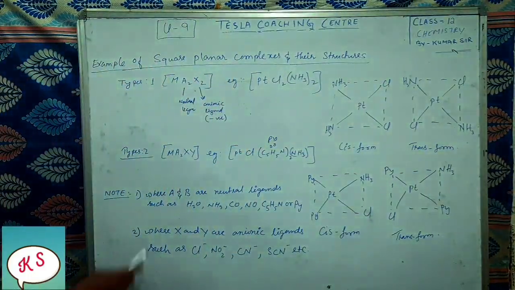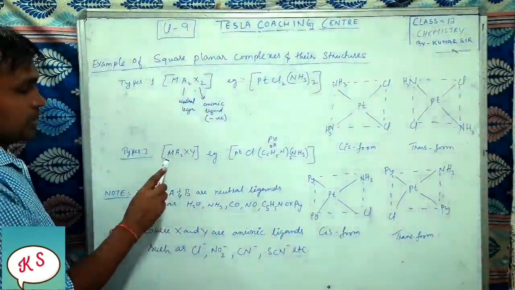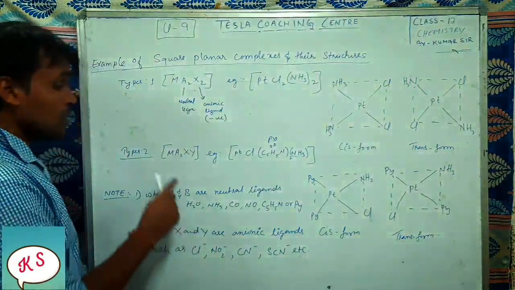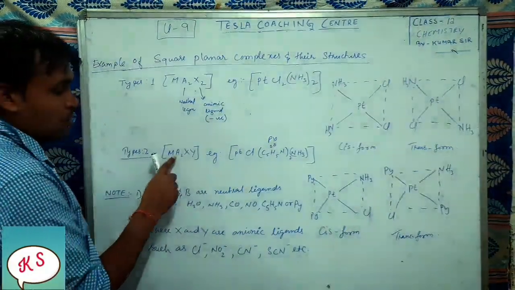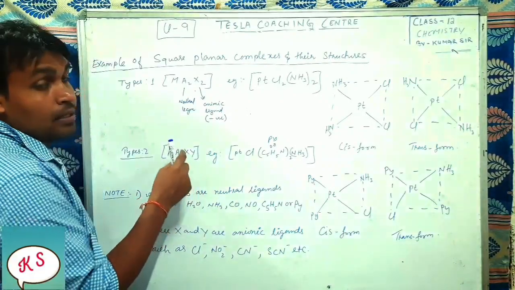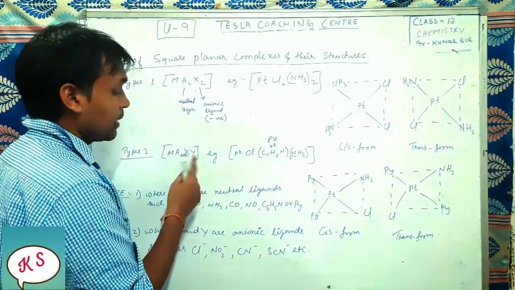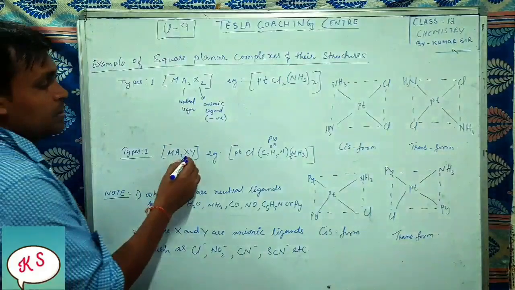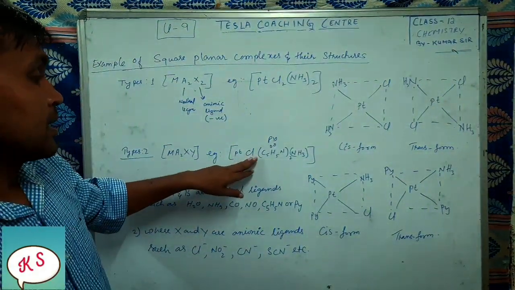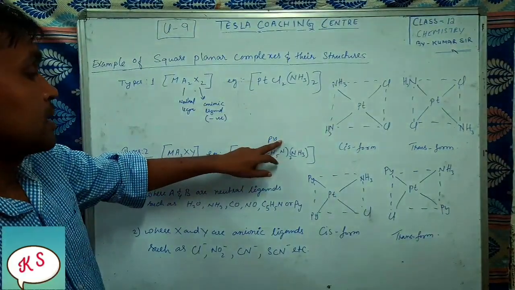Another type, type 2, of square planar complexes is MA2XY. So M is the central metal atom, A2 are neutral ligands, and X and Y are anionic ligands, that means negative ligands. Both are negative ligands. So such an example we have taken, Pt Cl Py.